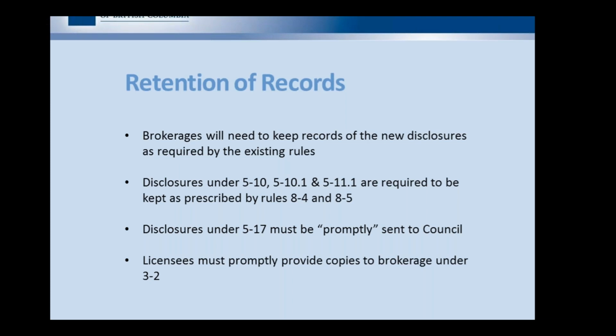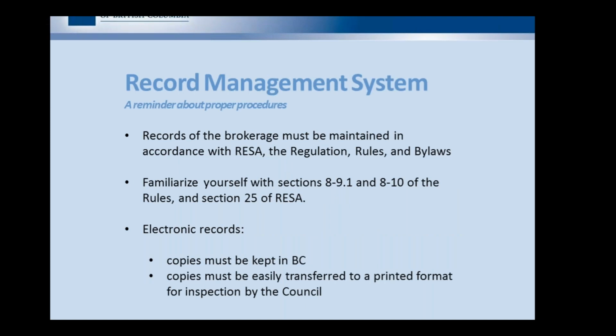I just want to refer to some information that our audit department will be considering. So when we look at your record management system, records of the brokerage must be maintained in accordance with the legislation. You need to familiarize yourself with sections 8-9.1 and 8-10 of the rules and section 25, which talk about the maintenance of records and the accessibility of records. And for electronic records, copies must be kept in BC. Copies must be easily transferable to a printed format for inspection by the council.